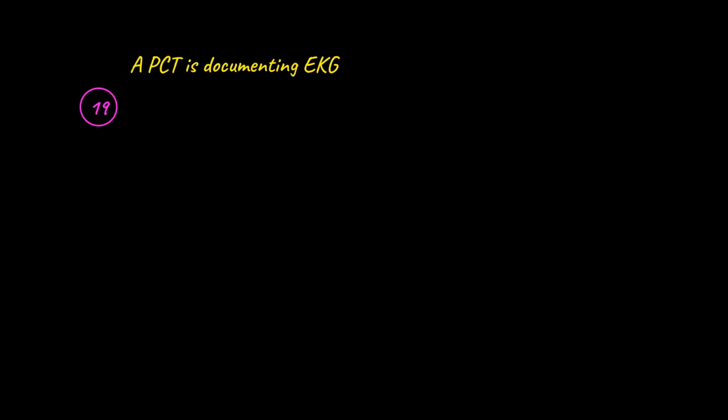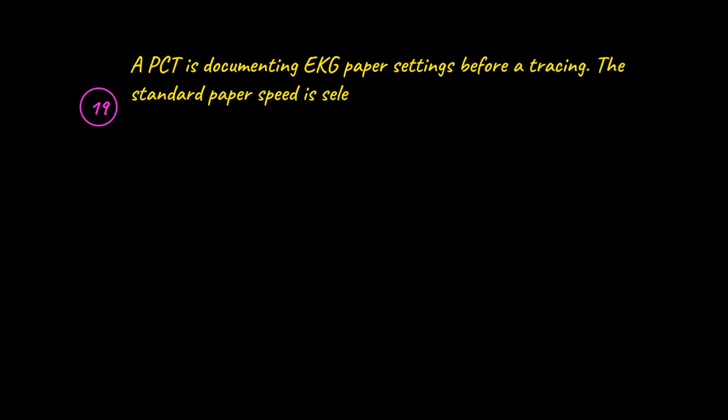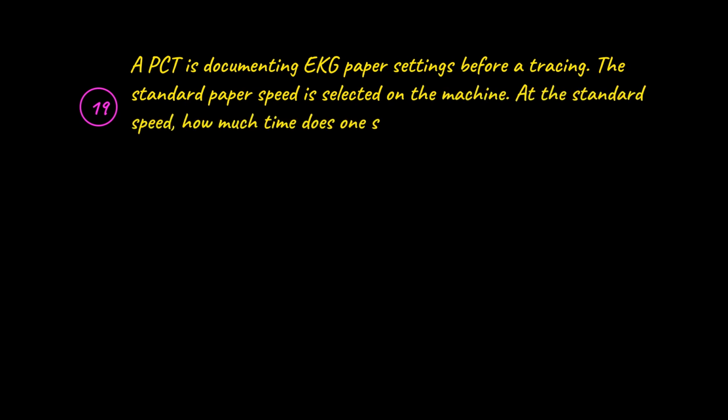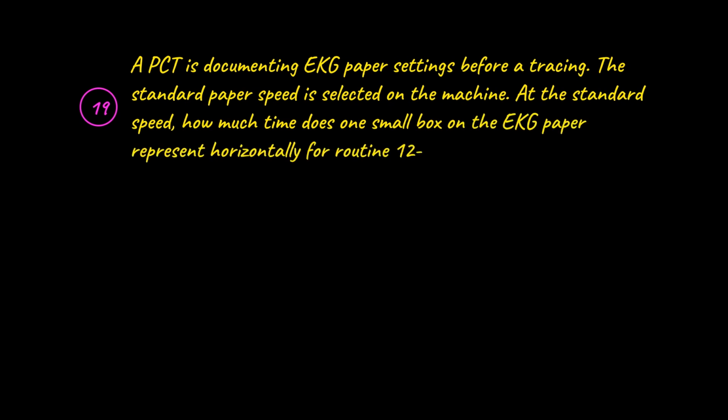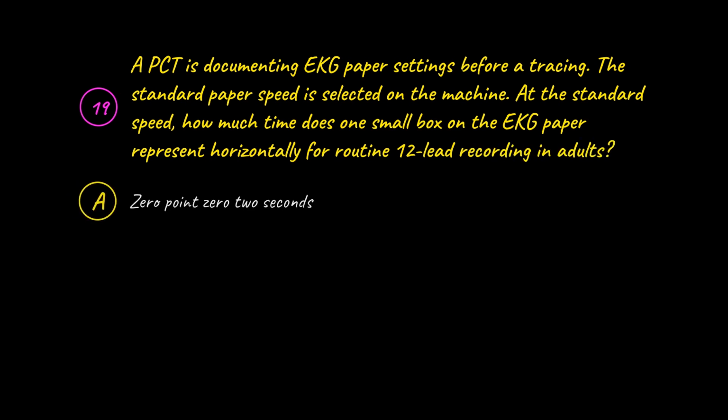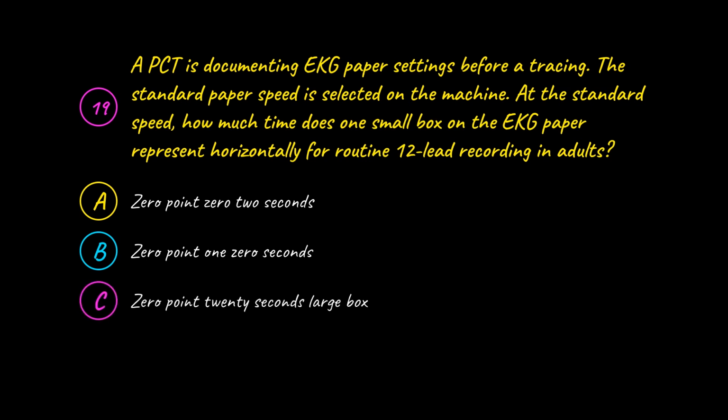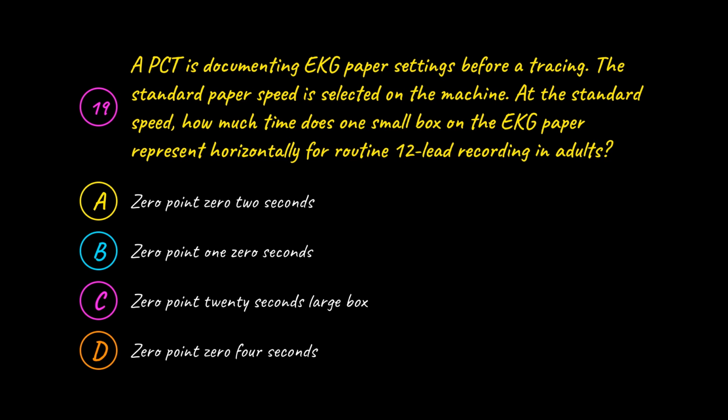Question 19. A PCT is documenting EKG paper settings before a tracing. The standard paper speed is selected on the machine. At the standard speed, how much time does one small box on the EKG paper represent horizontally for routine 12-lead recording in adults? Your options are A. 0.02 seconds, B. 0.10 seconds, C. 0.20 seconds large box, D. 0.04 seconds. Before I reveal it, which one do you think is right?